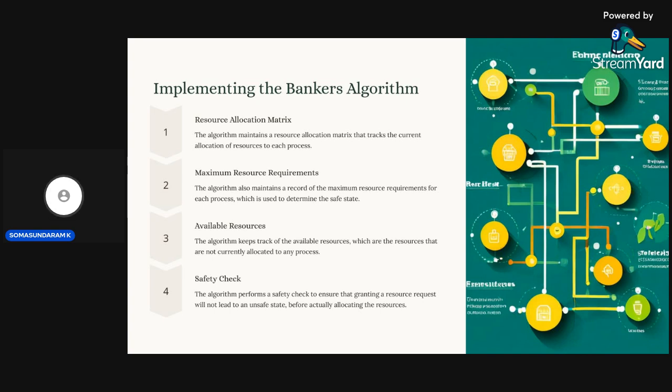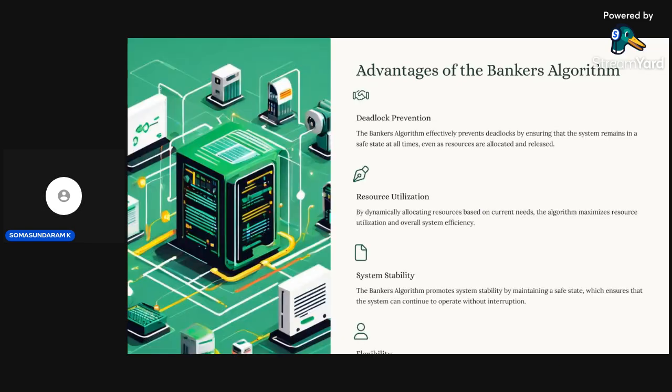The algorithm maintains a resource allocation matrix that tracks the current allocation of resources to each process. Maximum resource requirements: the algorithm also maintains a record of the maximum resource requirements for each process, which is used to determine the safe state. Available resources: the algorithm keeps track of available resources, which are the resources that are not currently allocated to any process. Safety check: the algorithm performs a safety check to ensure that granting a resource request will not lead to an unsafe state before actually allocating the resources.